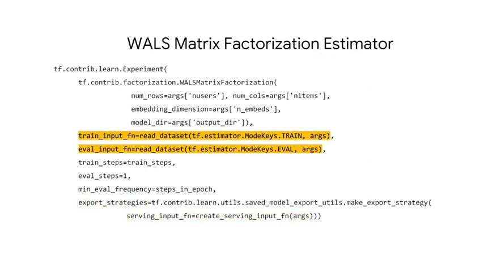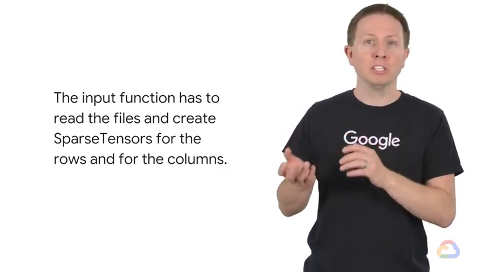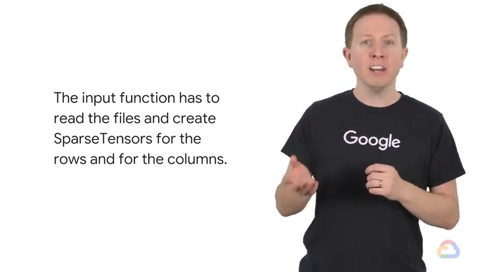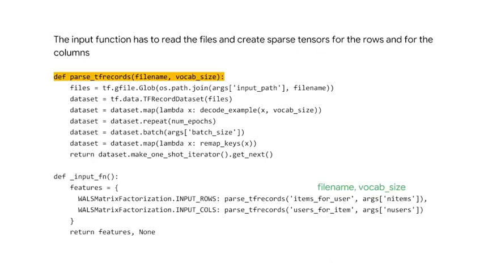Let's first take a deeper dive into our input functions so that we can see how to use our newly created preprocessed TF records. Our input function is going to need to read them. Therefore, let's define a function that will parse our TF records. First, our function parseTFRecords receives the file name and the vocab size, which is required as we saw in the sparse merge signature earlier. For items for user, the vocabulary is the items, so vocab size equals n items. And for users for item, the vocabulary is the users, so vocab size equals n users.